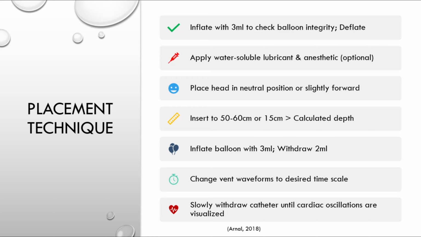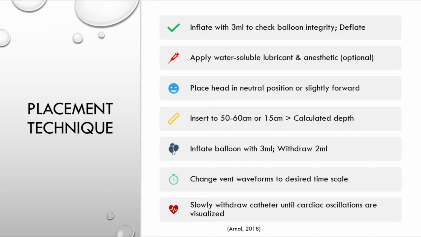You want to place the patient's head in a neutral position or tilt it slightly forward, and this helps close off the trachea and ensure you're going down into the esophagus. Insert the balloon about 50 to 60 centimeters, or 15 centimeters past the calculated depth with the formula we just saw, because you want to go past that point. We're going to inflate the balloon with 3 mLs, withdraw the 2, and look at our waveforms, slowly drawing back until we see cardiac oscillations in our esophageal pressure waveform.